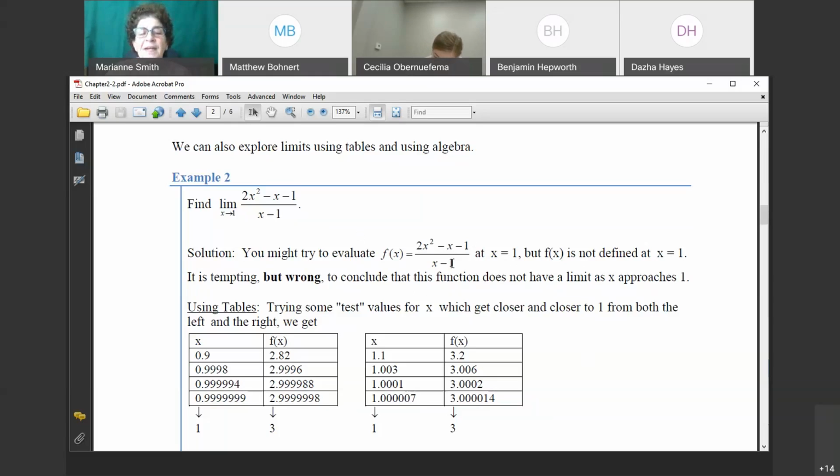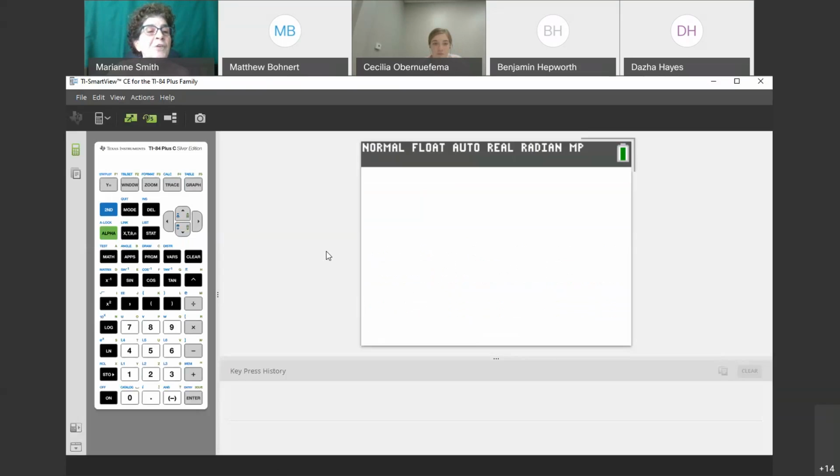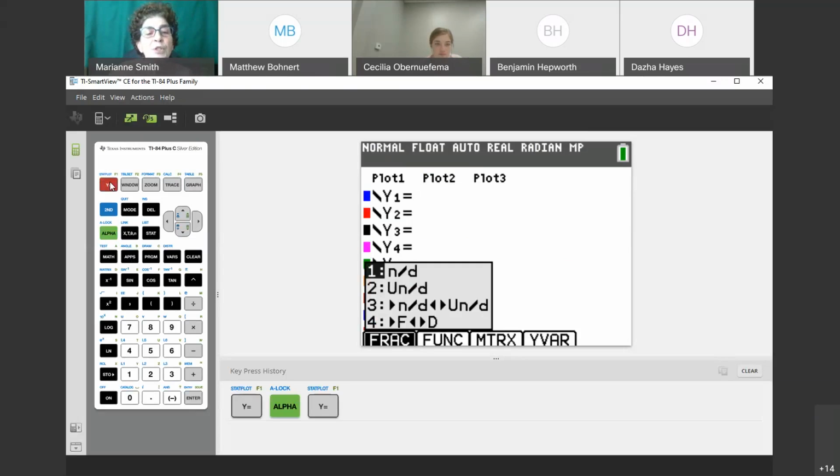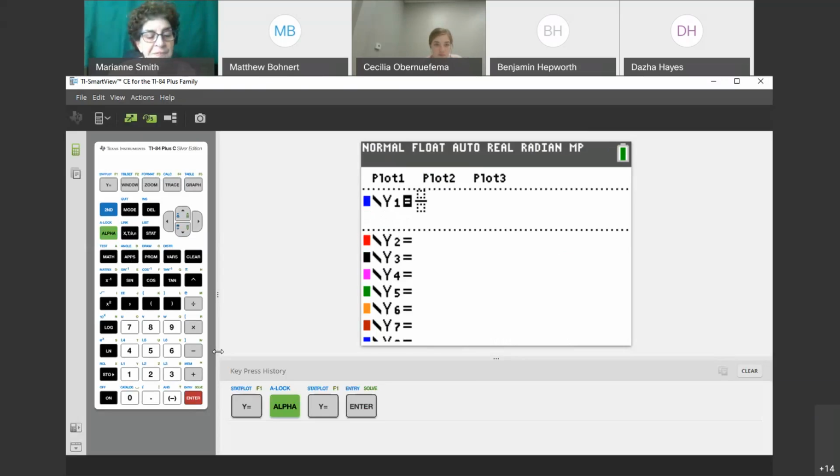So what they've done is, let me just bring up my TI-84. And again, I realize that some of you don't have a TI-84, but let me just bring that up briefly just to show you. Okay, here's how you would do it. You would put that function in y equals, and I'm going to put it in there with a fraction. So alpha y equals, numerator denominator. That way I don't have to worry about parentheses.